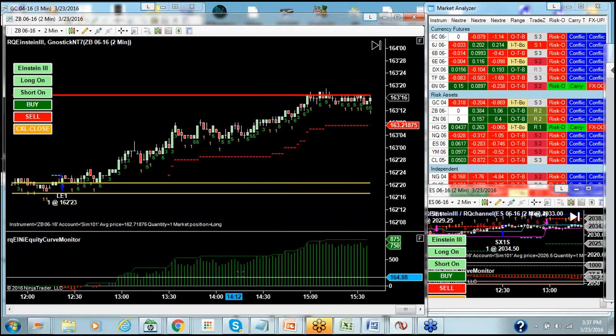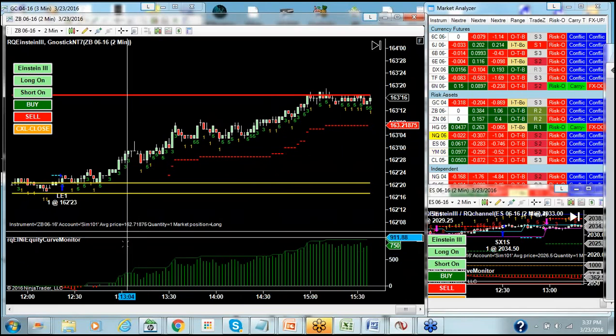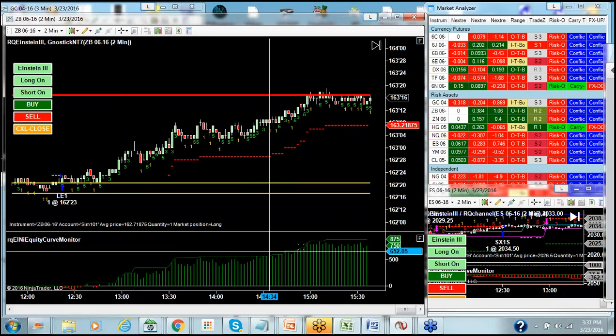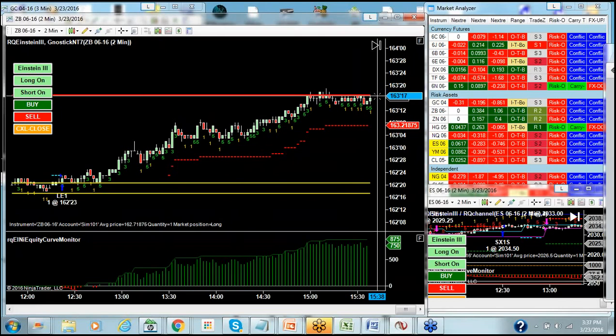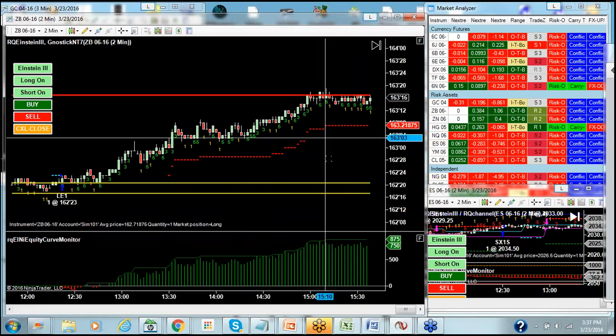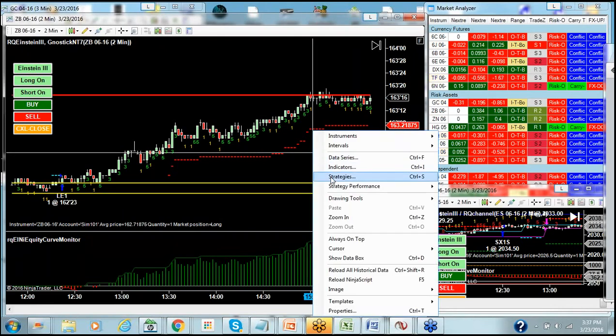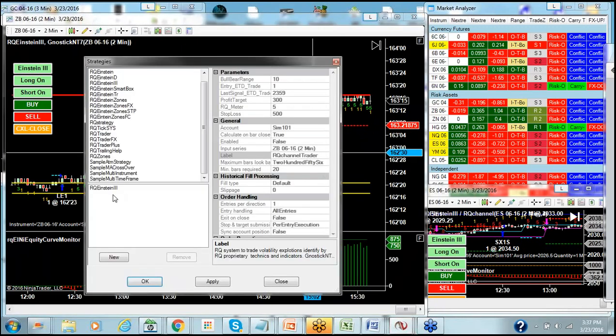In the bottom here, we have the equity curve. You can see we're up about $800 on this trade alone. Nice trade. Let me show you the settings. I only wanted to take one contract, and I wanted to also give it a chance to be a runner.